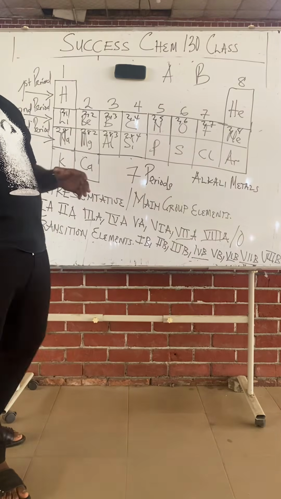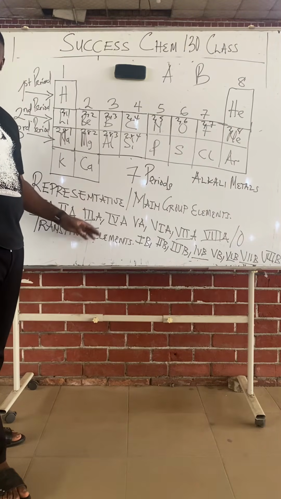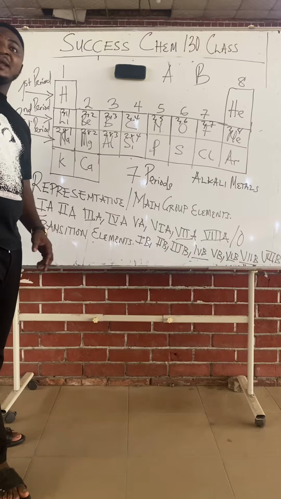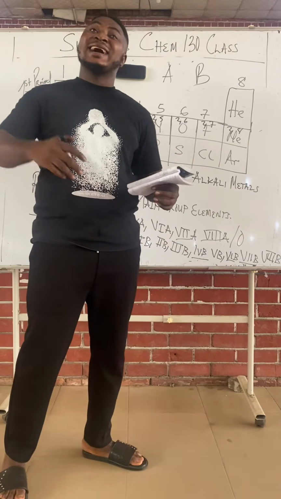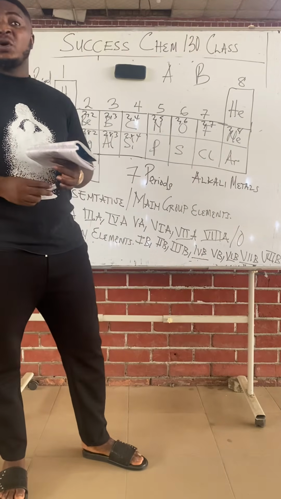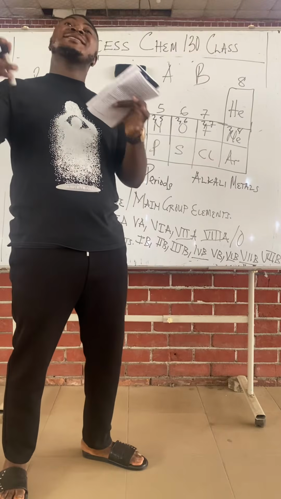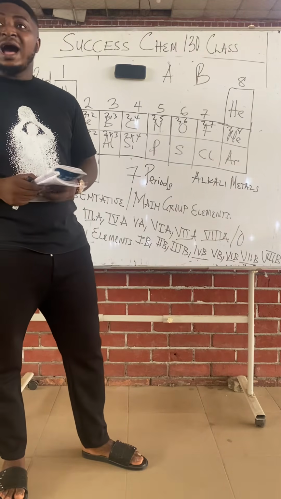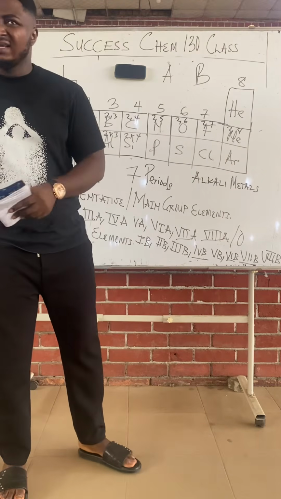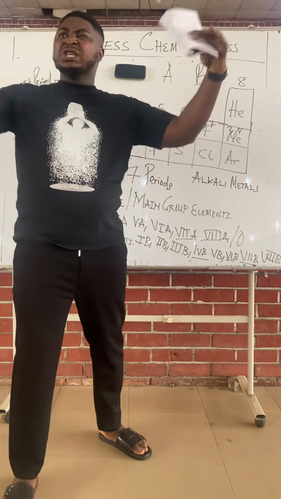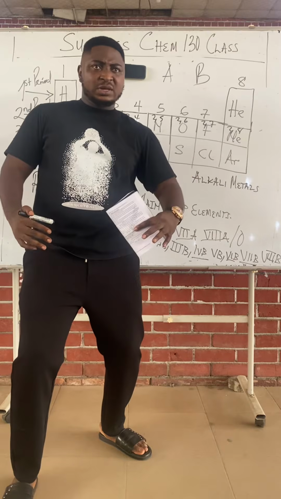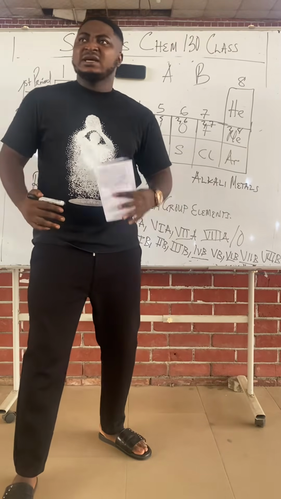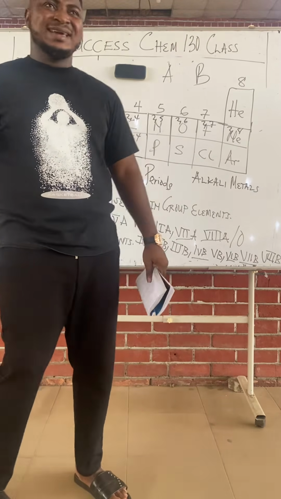Class, we said we have 18 groups. Have you noticed that we have just 16 here? 8 plus 8. The remaining 2 groups are called the lanthanides and the actinides. They are called inner transition elements. When you see your main periodic table, you see them just below like this. They are the inner transition elements.